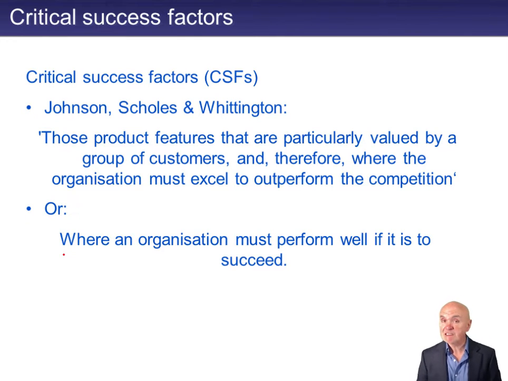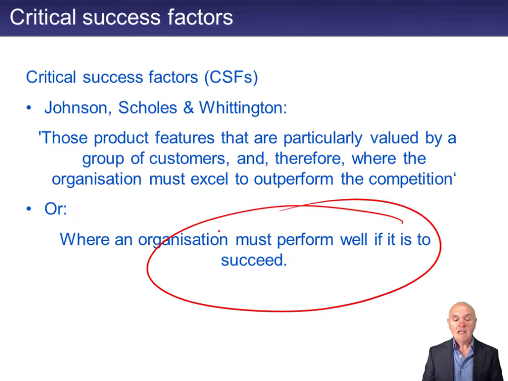And this is where critical success factors come in. This is almost a ranking of your objectives. These are the really important ones, the ones, as it says here, where you must perform well if you are to succeed at all. How do we know what those are? Well, this first definition gives us a little bit of help. It's a bit longer and harder, but it's actually more useful. It says a critical success factor are those products and features that are particularly valued by a group of customers. Because if they're particularly valued by a group of customers, that's what you want. You want to please your customers, and therefore the organisation must excel to outperform the competition.